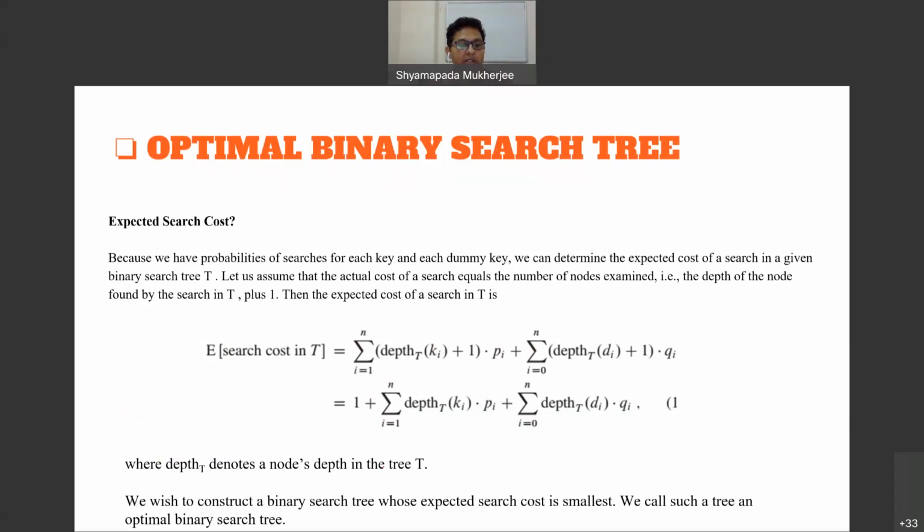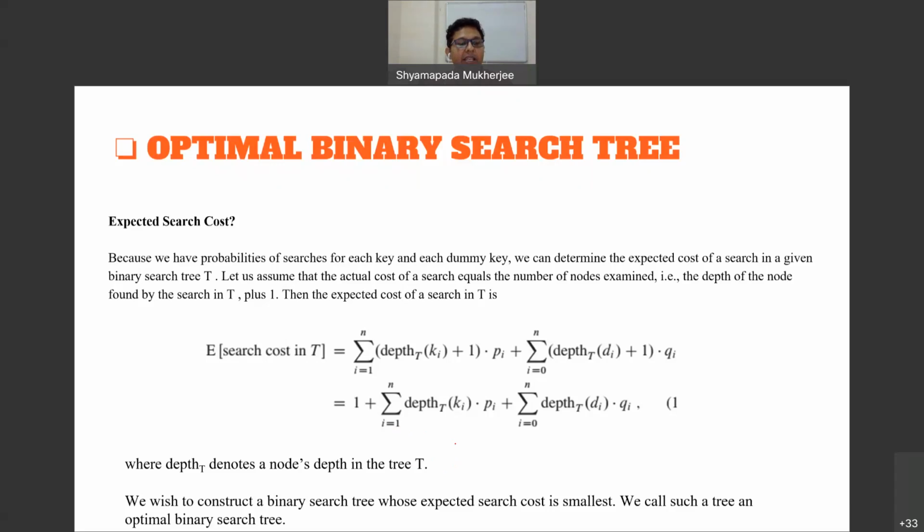That is the search cost. As each node is associated with a probability, we can find the expected search cost for the entire tree T. When we visit a number of nodes to find a particular key, that would be the depth of the node plus 1.